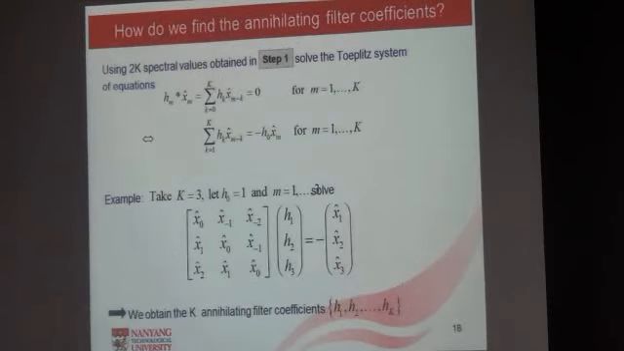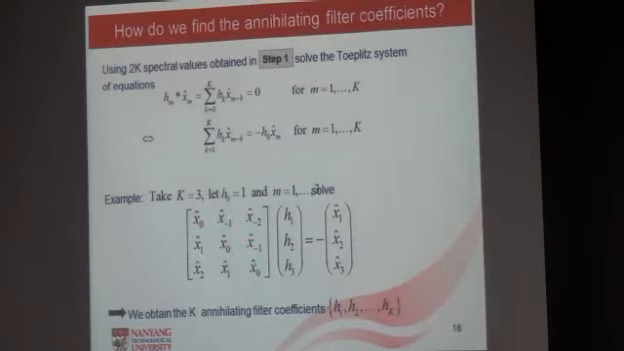So the question is, how do we find the annihilating filter coefficients? Well, we can use the 2K spectral values and then solve the Toeplitz system of equations. Let's take an example here. If we take K equal to 3 and let h naught equal to 1, then we can write out these equations in matrix form, and this corresponds to a Toeplitz system of equations. If you recall, a Toeplitz system is one where the diagonals are the same.